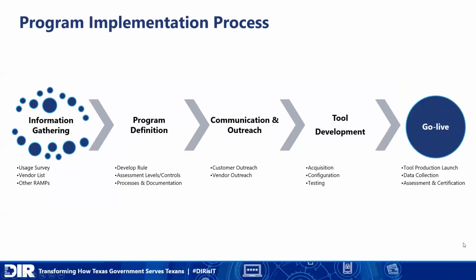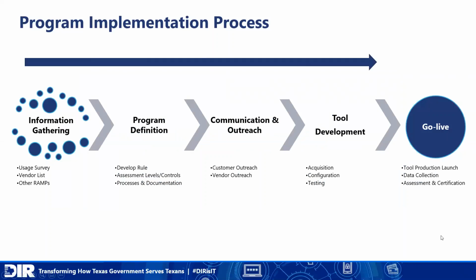So jumping right into the overview, a little bit of background on how this program has been established over the last several months, beginning in an information gathering stage where we try to identify all the cloud services that are in use by the organizations subject to the program requirements, looking at the vendors, other ramps and how those are structured, and then ultimately taking that information and defining our program to meet the needs of Texas and our customer organizations, state agencies, institutions of higher education. With that, we also developed a rule that defines the high-level expectations and responsibilities of the various stakeholder parties involved through these processes, as well as the levels that you will see in just a few minutes here.